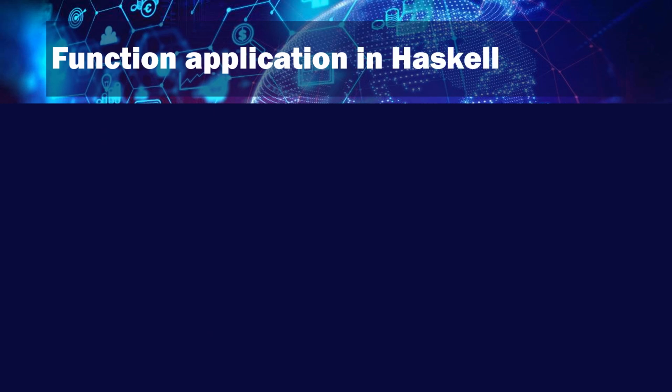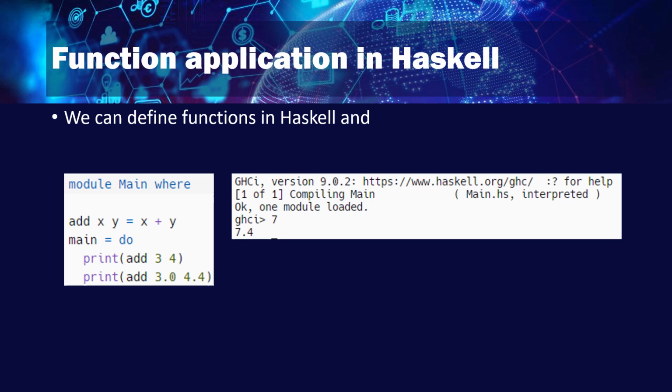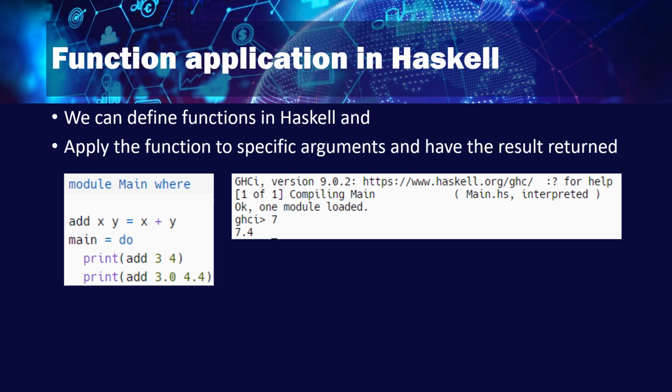We can define functions in Haskell and apply the function to specific arguments and have the result returned. Here in this example, you can see I've defined a function add x y that will add the 2 values x and y passed to it. I've then applied it to the integers 3, 4 and to the floats 3.0 and 4.4. Both of these have returned the result of adding the 2 values passed to it.